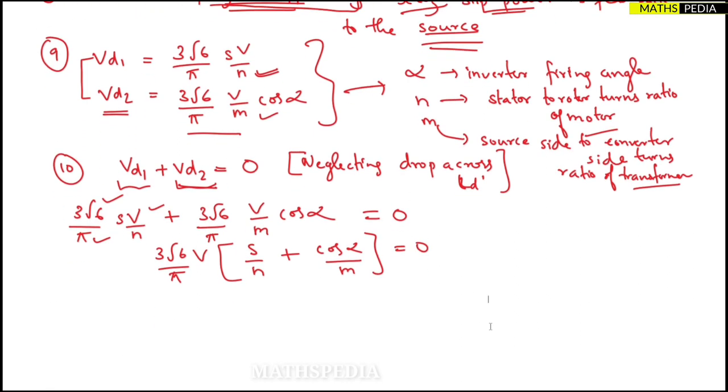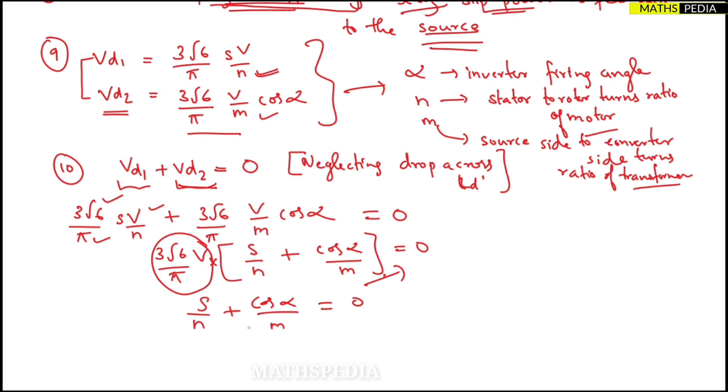Now what will happen? When I take this part to the right side, here it is multiplication, right? It will get cancelled, that means it will be zero times this thing, so it will be zero itself. So what is left is S by N plus cos alpha by M is equal to 0.